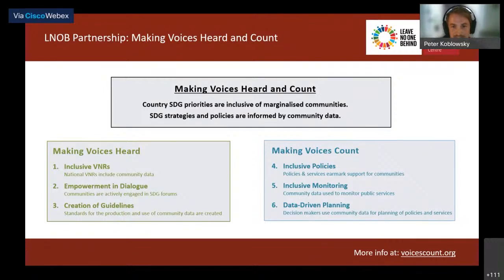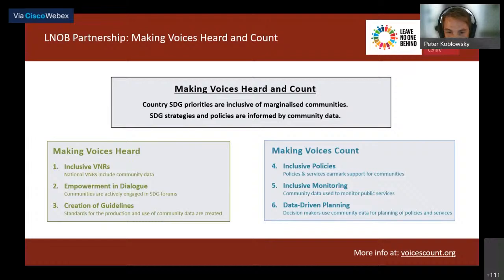What does that mean now concretely? Making voices heard and count. What do we want to achieve? Through this approach, we want to achieve that country SDG priorities are inclusive of marginalized communities and that SDG strategies and policies are informed through community-driven data as a complementary source to official SDG monitoring. If you break that further down, this also means for us, we want to make sure that VNRs are informed by this community data. We want to make sure that there are common rules and guidelines on which civil society data can be created, and we want to make sure that this is recognized by the NSOs and by government.